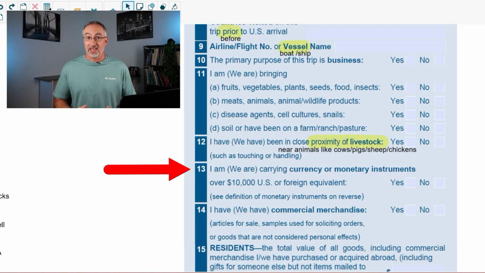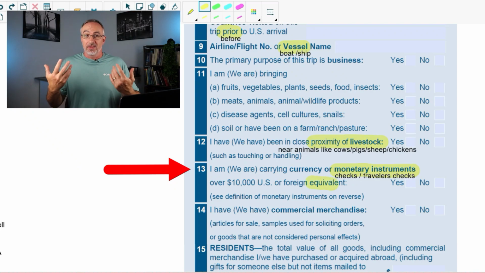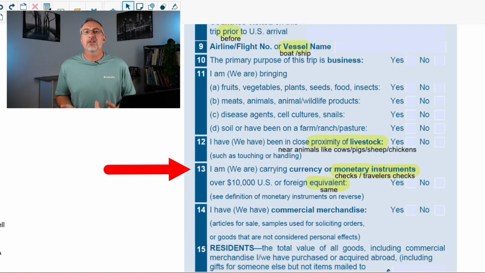So currency is your cash, right, your dollars. What we mean by monetary instruments here are the things you can exchange for cash. So things like checks or traveler's checks or stocks, bonds, basically anything that you can exchange for money. So I'm carrying currency or monetary instruments over 10,000 US dollars or the foreign equivalent. So let's say, for example, you were bringing euros. It would be how much is the equivalent, or how much is the same amount of $10,000 in euros. So that word equivalent just means the same.